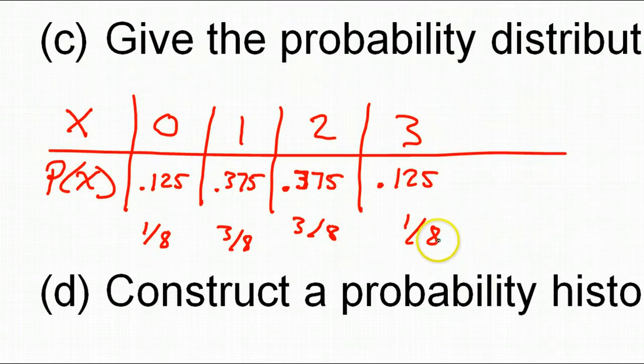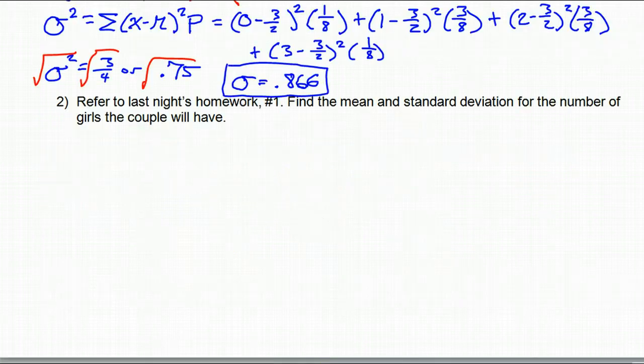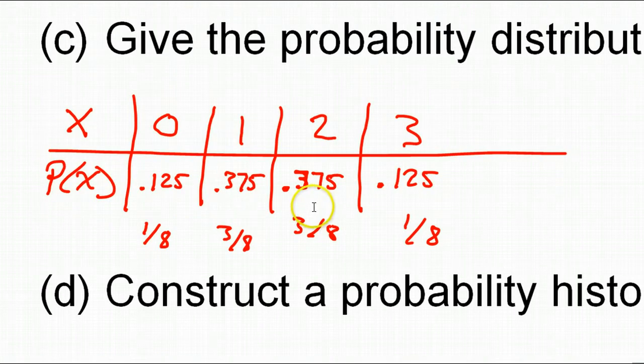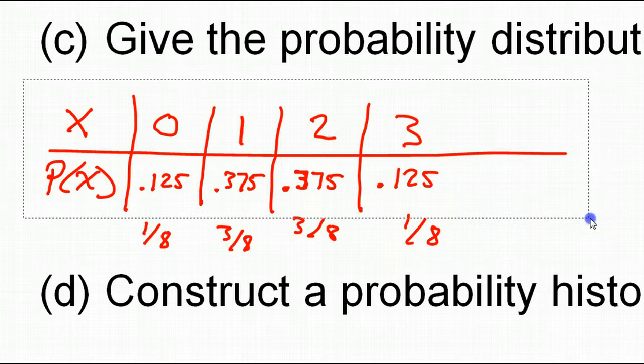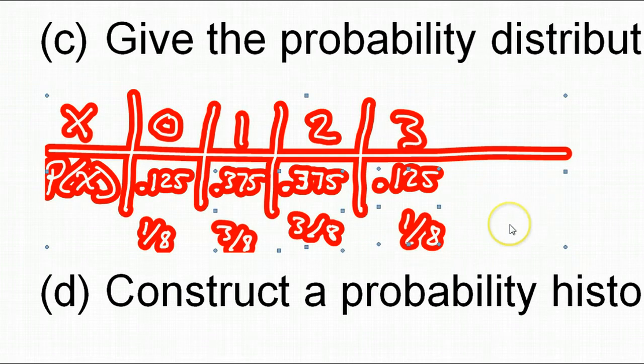Okay, let me pause it there, because this is what we're supposed to use for problem number 2 of today's homework. So it says find the mean and the standard deviation for the number of girls the couple will have. So we're supposed to take this and come up with the mean and the standard deviation. So let me cheat, my friends. Cut and paste this mess.